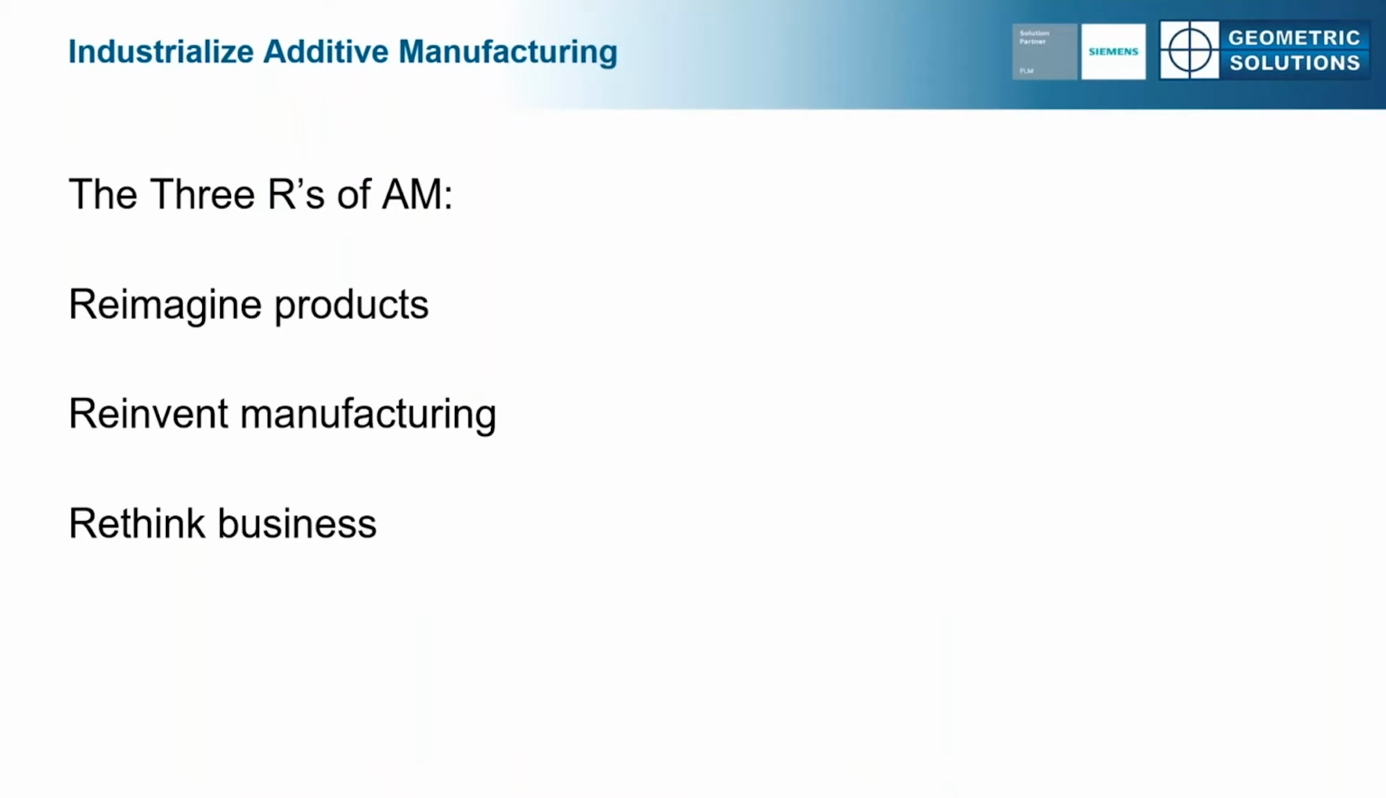When it comes to industrializing additive manufacturing, so that's taking what Curtis just mentioned that the high school team is doing, making just a few pieces, one-offs, but then actually industrializing it or using it for production, that's where the "oh my" comes in. We can think of this as the 3 R's of AM, or additive manufacturing: reimagine products, reinvent manufacturing, and rethink the business. We're going to look at these in more depth.